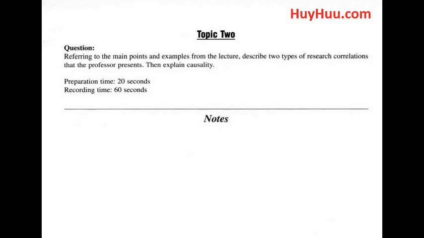The professor uses the example of getting a good night's sleep before taking the SAT and the number of incorrect answers on the verbal section. That's an example of a negative correlation. If a student gets a good night's sleep, we can expect fewer errors. The variables move in opposite directions.